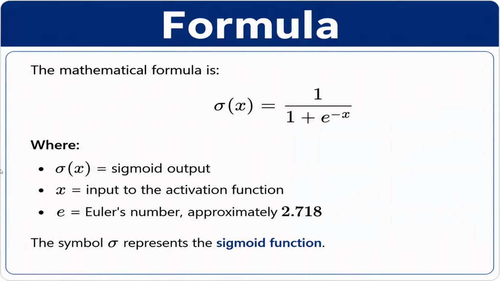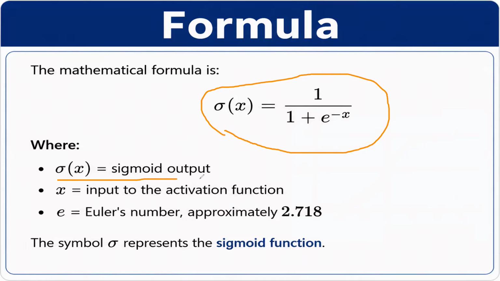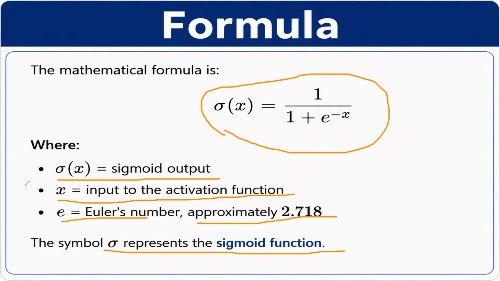So what is the formula for sigmoid activation function? The mathematical formula of sigmoid activation function is this one, σ(x) = 1 / (1 + e^(-x)). So σ(x) is sigmoid output, x is the input to activation function, and e is the Euler number. The approximate value of this Euler number is 2.718. So sigma represents the sigmoid function here.